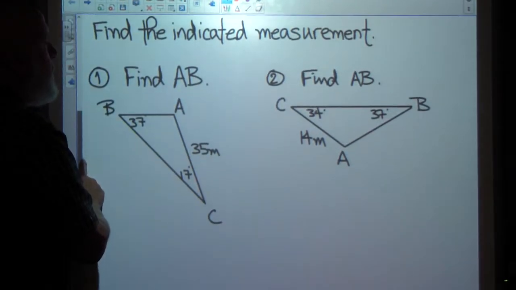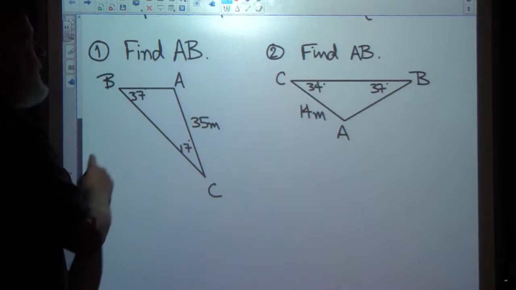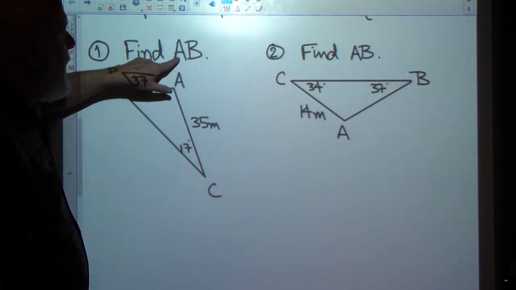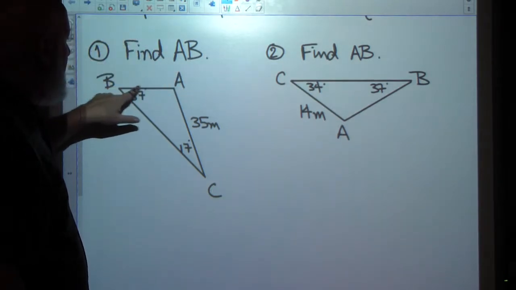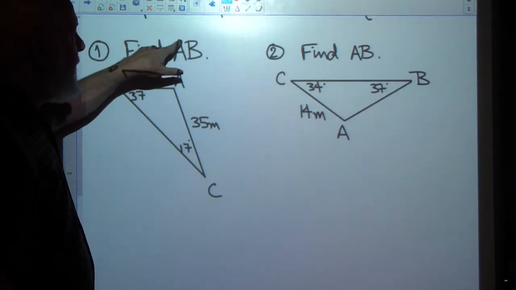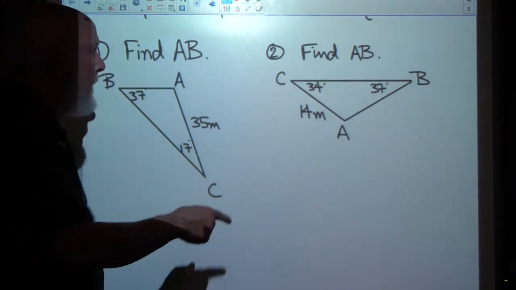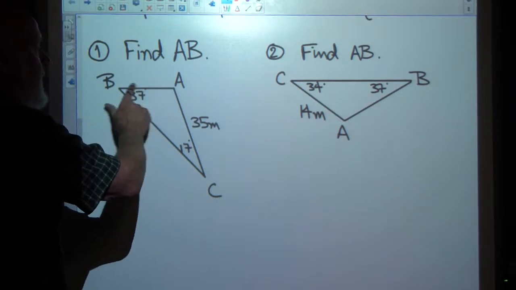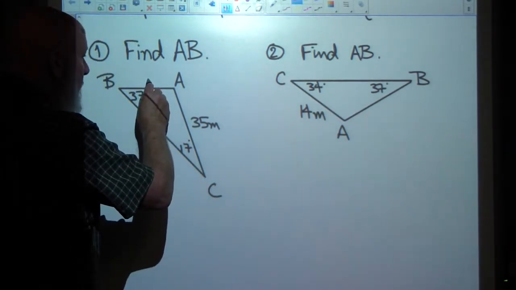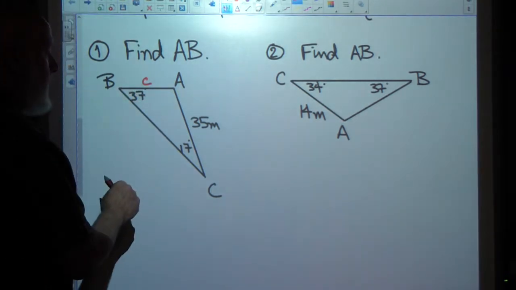Find the indicated measurement. So I want to find AB. Now AB, we remember from geometry, if we're talking about the length of a line segment, and we don't indicate anything up above here, then we read that as the length of line segment AB. So I'll look up here. This is the length of line segment AB. It's opposite angle C, so I'm going to call it C. This is what I'm looking for.